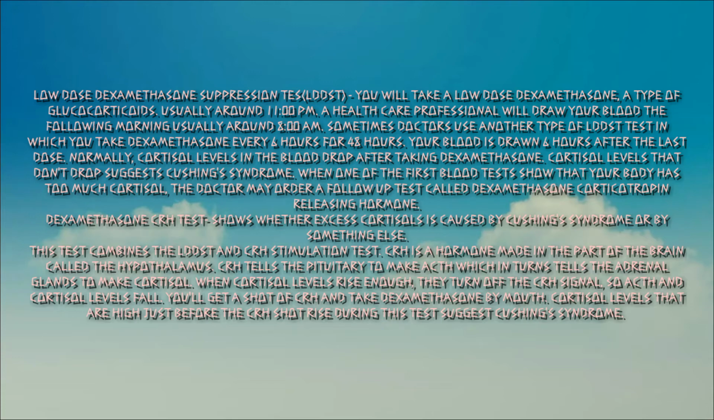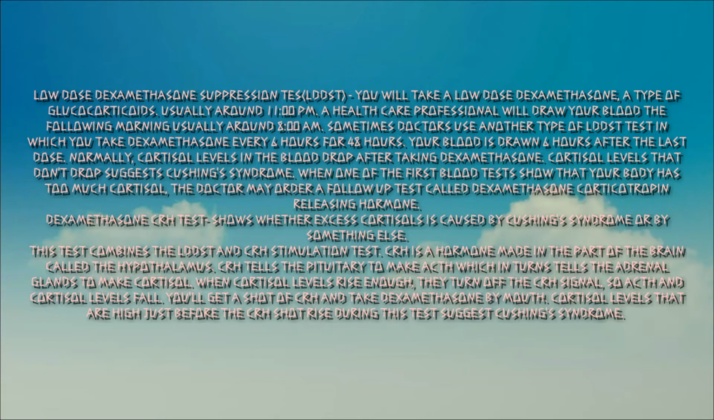When one of the first blood tests shows that your body has too much cortisol, the doctor may order a follow-up test called the dexamethasone corticotropin-releasing hormone test. The dexamethasone CRH test shows whether excess cortisol is caused by Cushing syndrome or by something else. The test combines the LDDST and the CRH stimulation test.